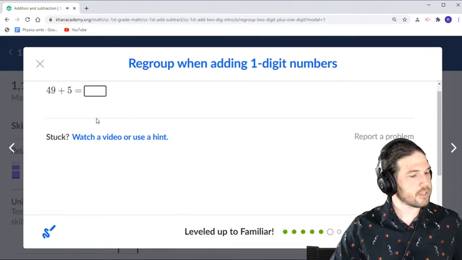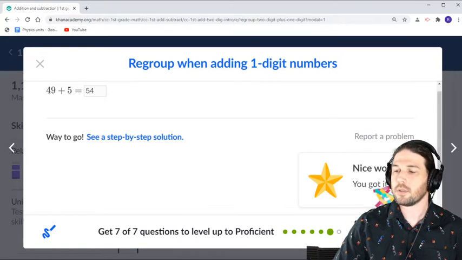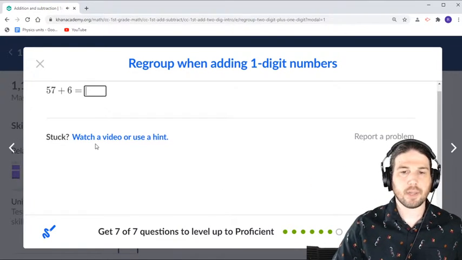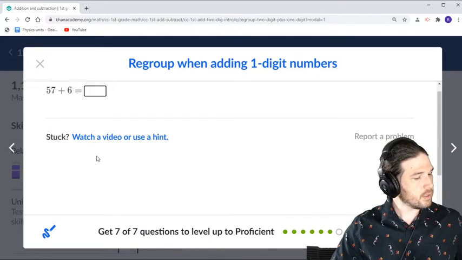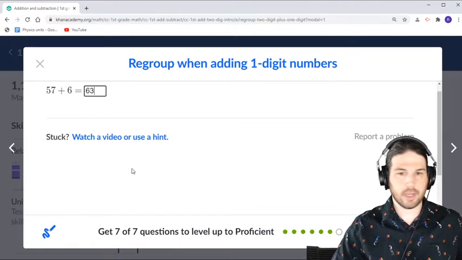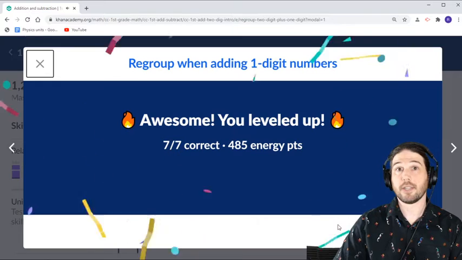49 plus 5 is 54, right? 9 plus 5 is 14, and another 40 is 54. 57 plus 6, well, 7 and 6 is 13, and another 50 is 63. And that's regroup when adding one-digit numbers.